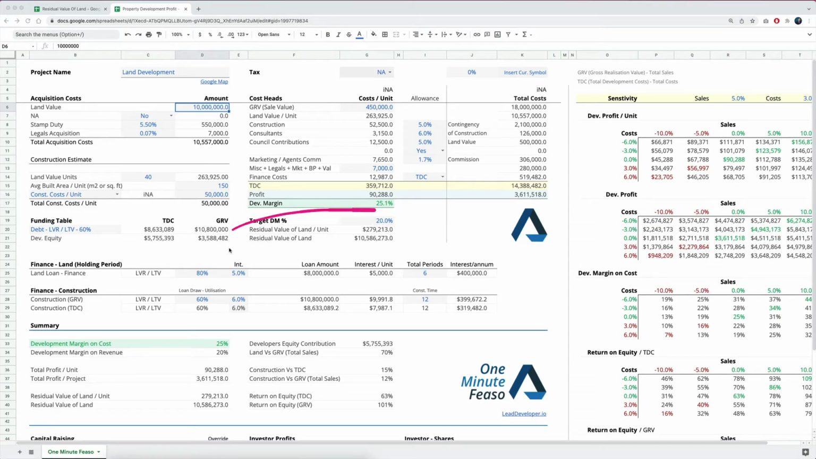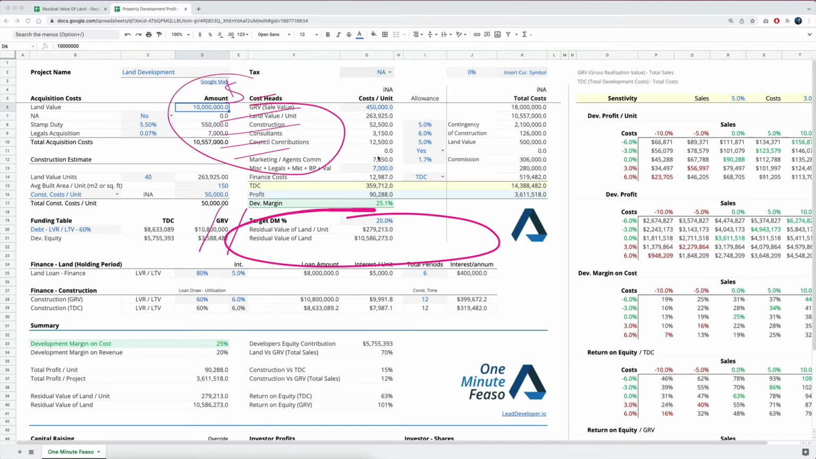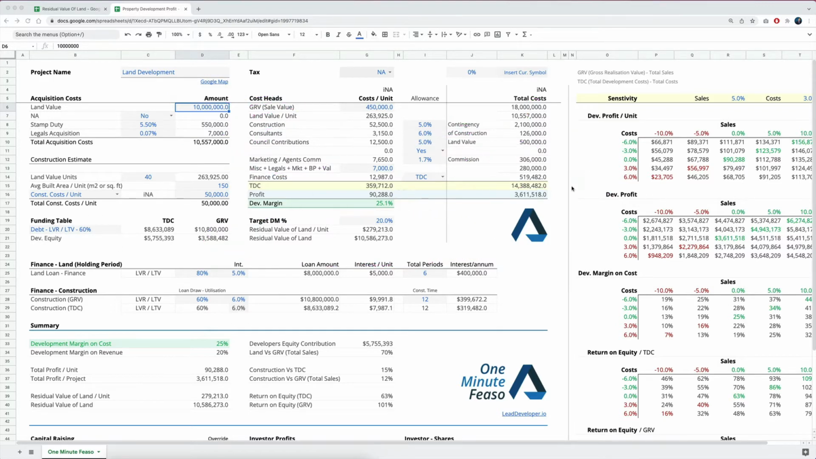Residual land value, which is what is left over for the value of the land after all the costs have been paid out from the sale value, and the development profit, which is, in essence, sales minus all the different costs. So watch this video till the end, and we will discuss two different examples, one in land development and how you can use residual land value and profit to make sure that you're not paying more for the land than what it is worth.